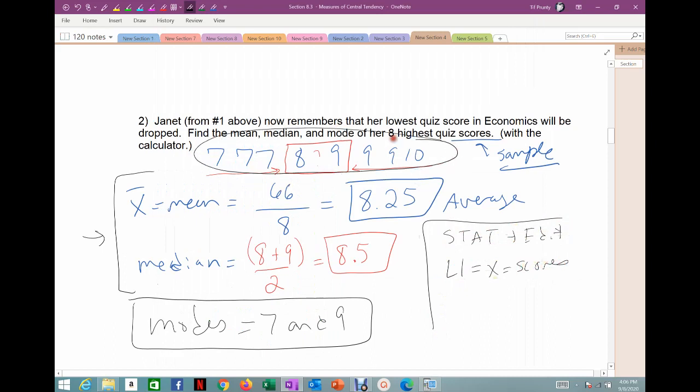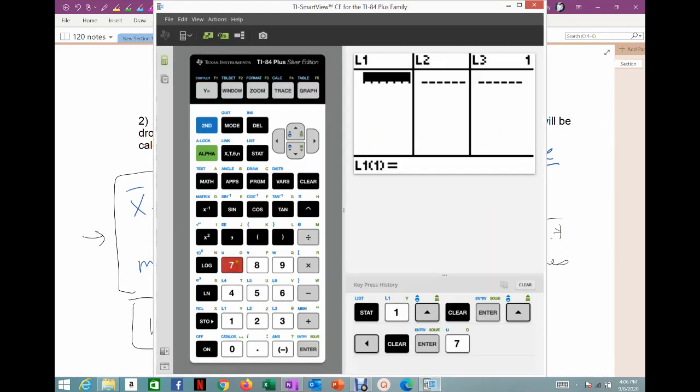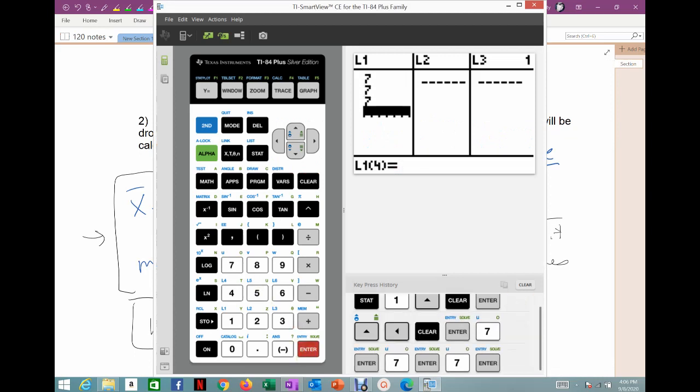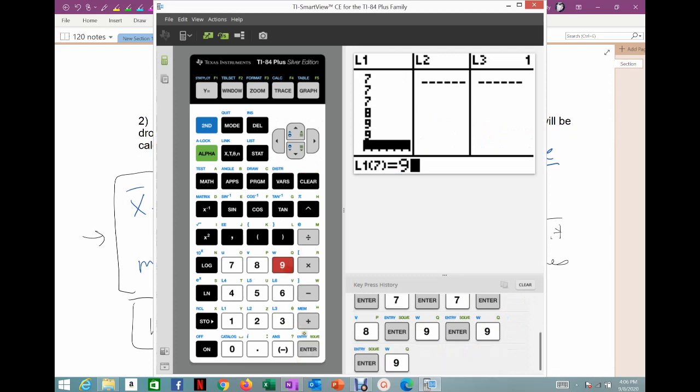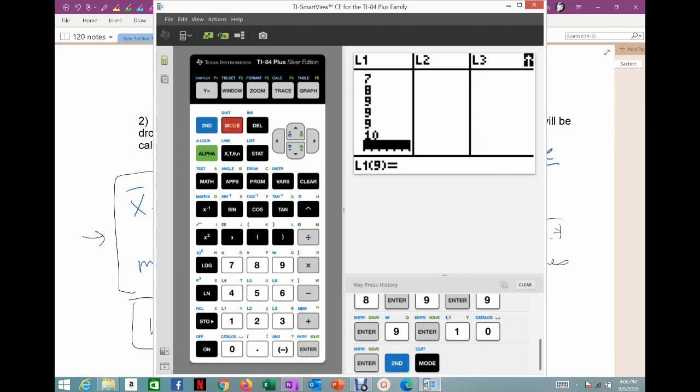Alright, so I'm going to put these scores, those are my X values, the 7, 7, 8, 9, 9, 9, 10. So make sure I'm careful. 7, enter, there's 3 of those. There's an 8, 3 9s, and a 10. Again, that should be good. Quit to leave that.